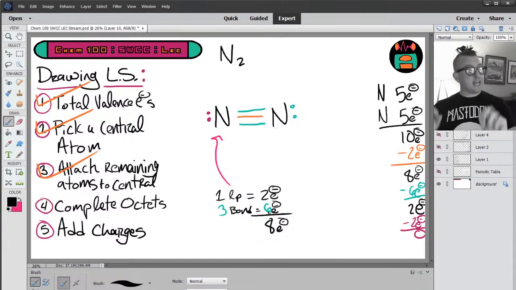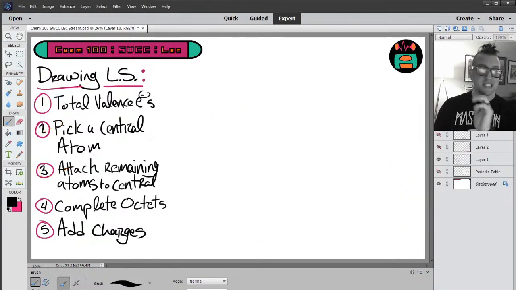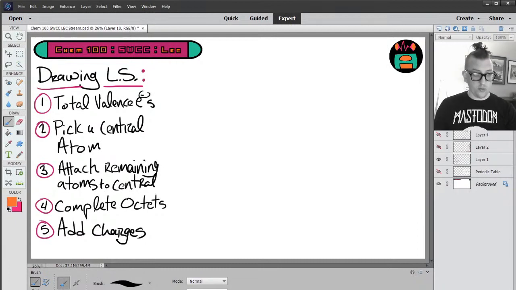Okay, so that is the Lewis structure for N2 nitrogen. All right, now we've made it to a place where it's time to start talking about when do you need to worry about adding charges. All right, when does this fifth rule come into play?